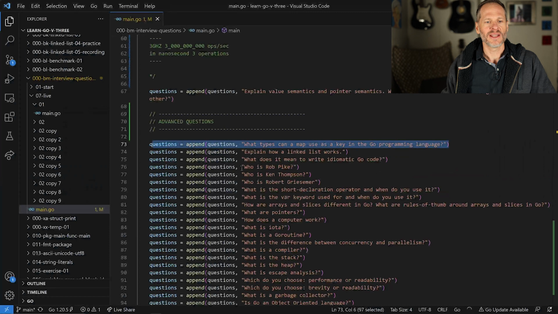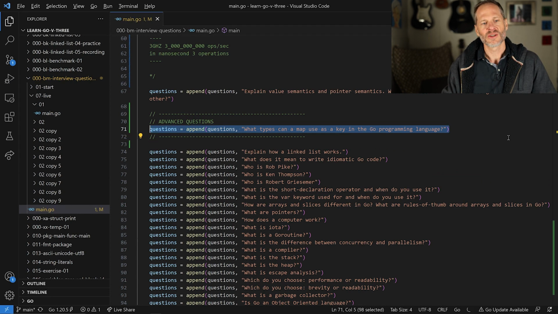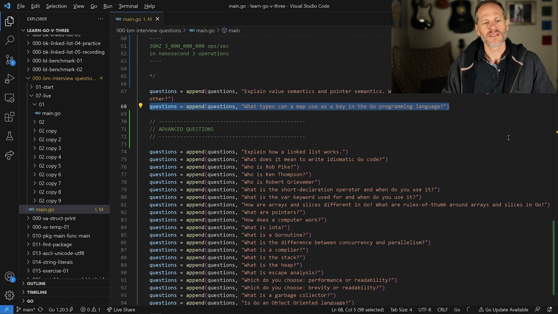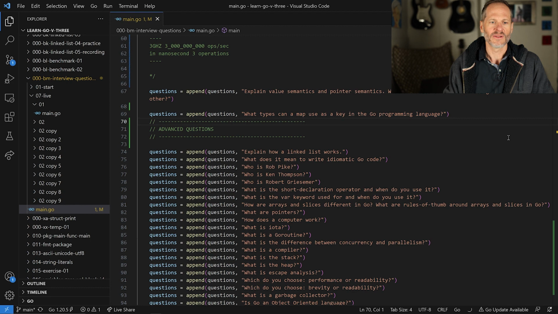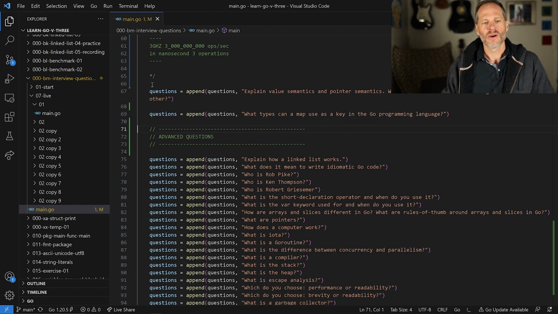All right, so the question that we're going to look at is: what types can a map use as a key in the Go programming language? This could either be an intermediate or an advanced question. It certainly speaks to the mechanics of the language, but the way you answer it can determine whether you fall into the intermediate or advanced category. And I'm categorizing all these as we go through them.